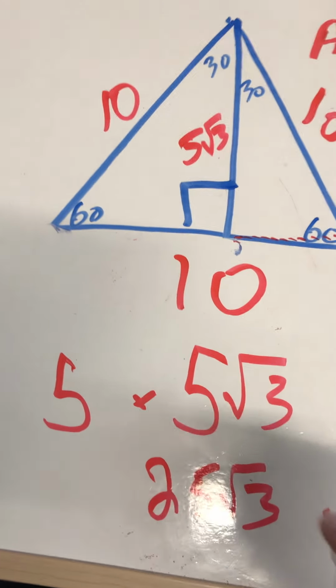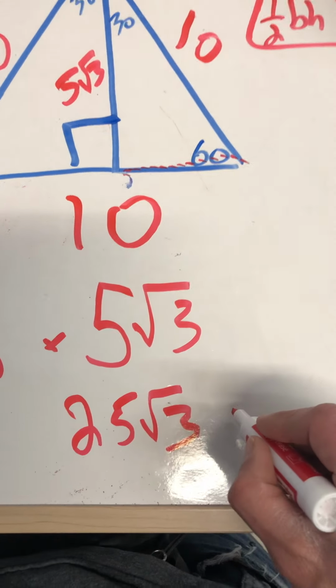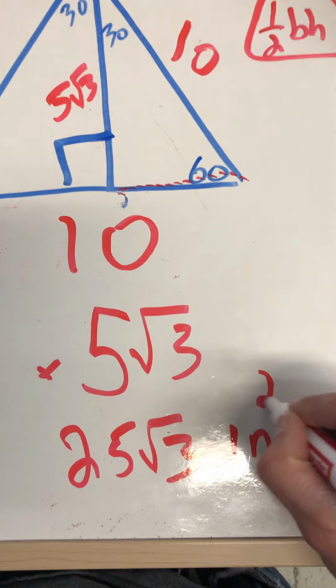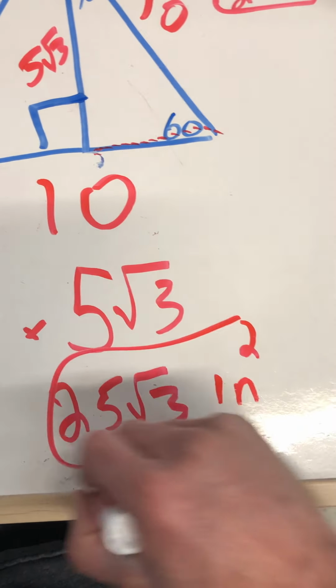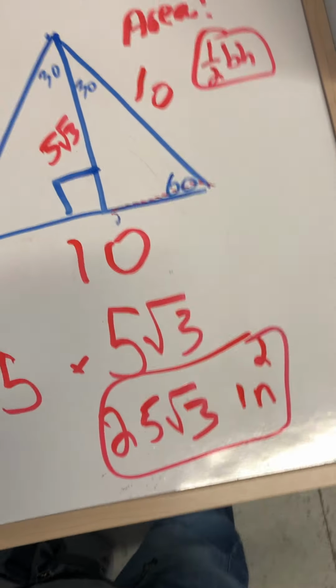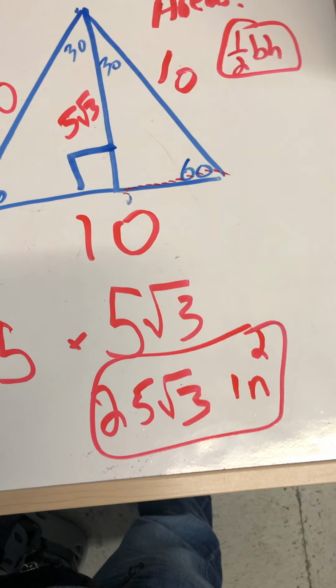25 root 3, but you have to put the unit of measure. It was inches, and area is always squared. So, this is the formula for the area.